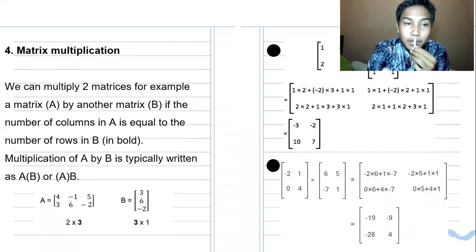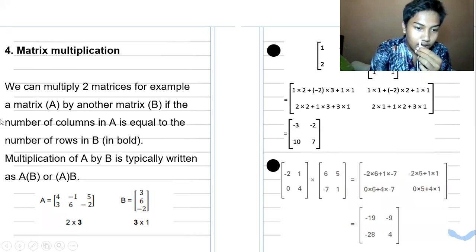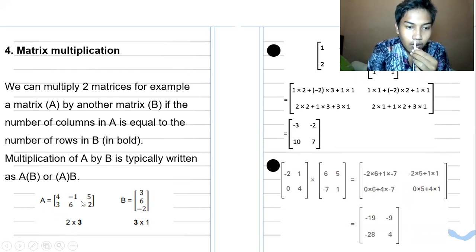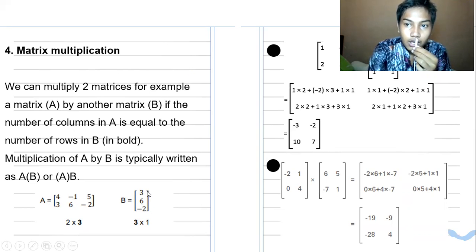And lastly we have matrix multiplication. We can multiply two matrices, for example, a matrix A by another matrix B, if the number of columns in A is equal to the number of rows in B. Multiplication of A by B is typically written as AB. As you can see, the rows need to be the same as the columns in the other matrix.